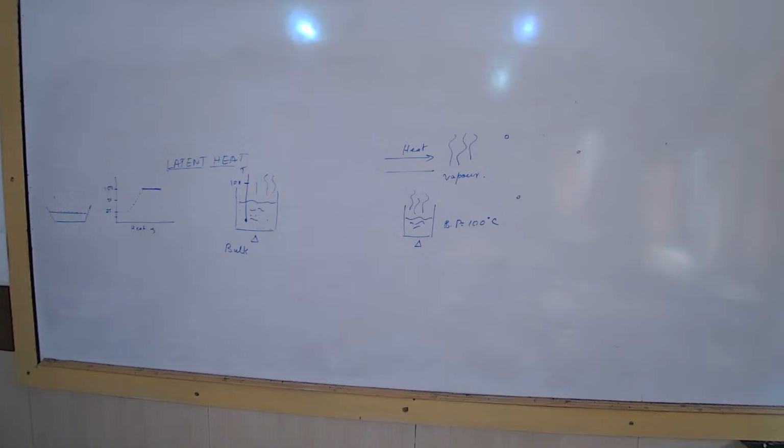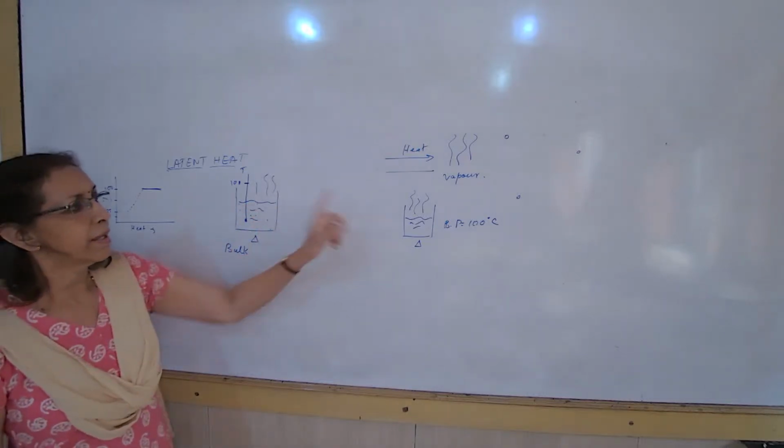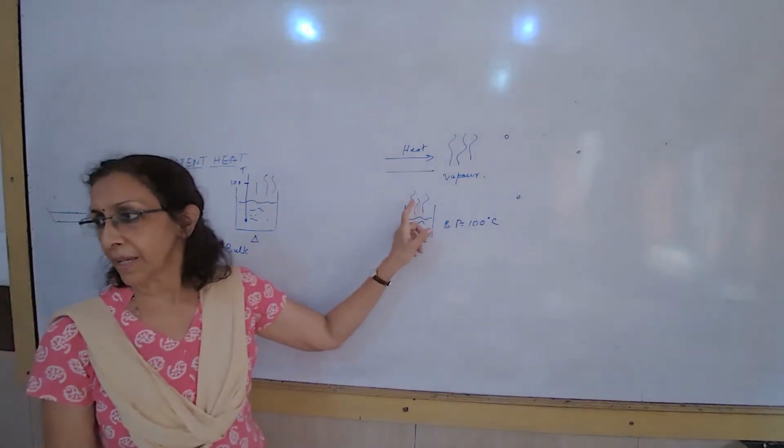But we have supplied heat. What has happened to that heat? That is what is known as latent heat. That heat which has been taken in is called latent heat because it has got conversion from a solid state to liquid. Now, the same thing happens here also. If you have understood this particular phenomenon, the same thing is happening here.